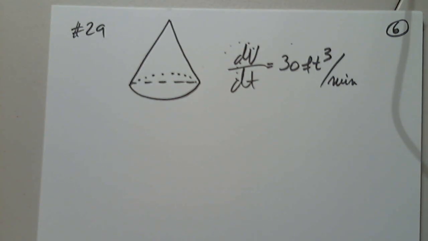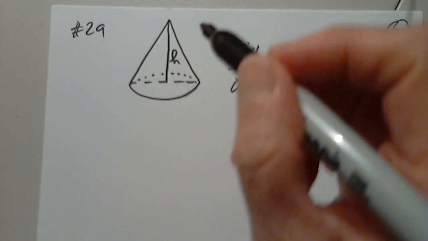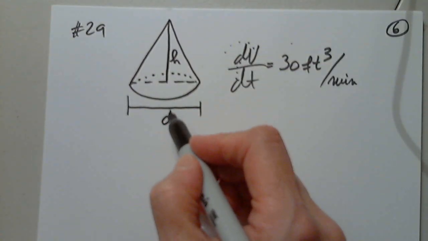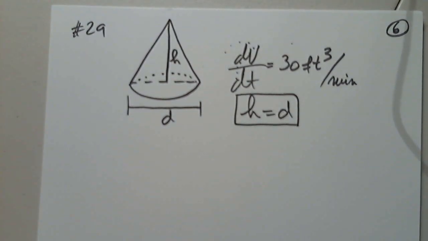whose base diameter and height are always equal. This is not a trap. So the base diameter and the height are always equal. H equals D always. If it says always, then it's part of the problem. If it says when or at the instant blah, blah, blah, that's the trap. Good. How fast is the height of the pile increasing when the pile is 10 feet high?